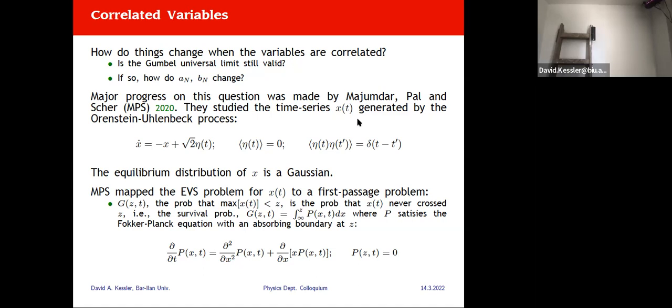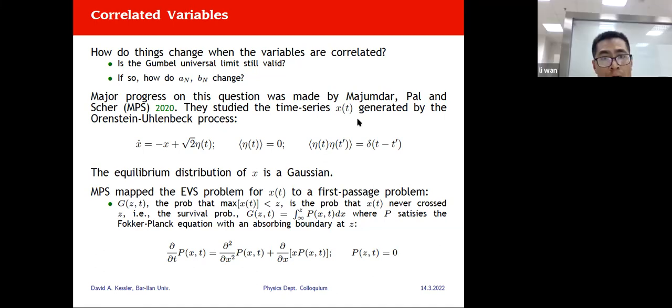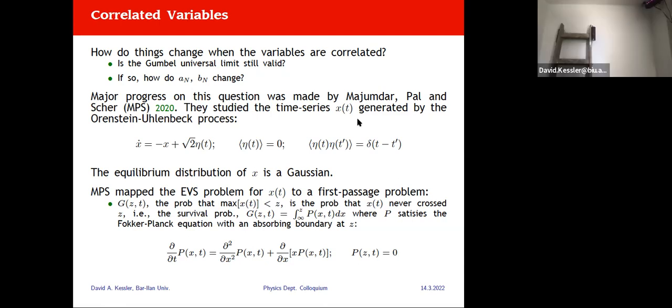So what they looked at is one of the simplest possible processes for generating random numbers, which is what's called the Ornstein-Uhlenbeck process, which is just an overdamped harmonic oscillator driven by noise. So x dot equals minus x, so it's an overdamped harmonic oscillator, plus standard white Gaussian noise.